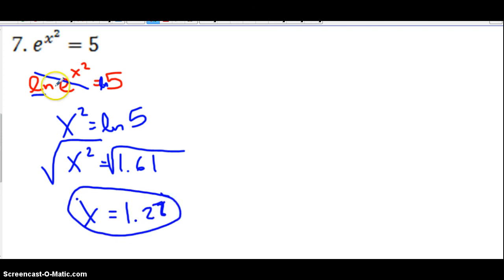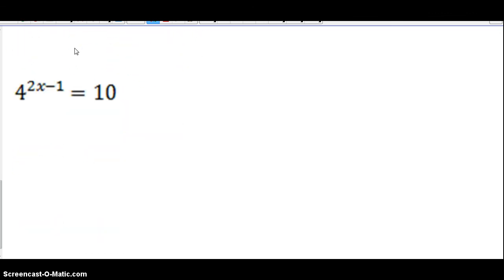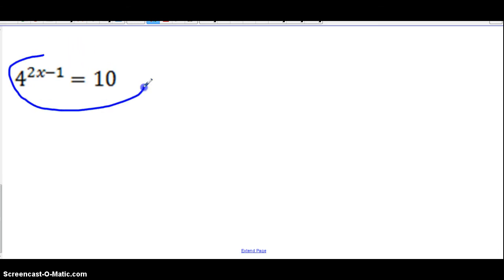So remember, when you have an e, the way to get rid of the e is just take the ln of both sides, and that will cancel out your e. This question, we actually didn't learn this. So on your worksheets, if you see anything that's written without logs and you can't get the same base. Now usually we'd solve this by getting the same base. We can't do that here. There's no way to get 4 and 10 to have the same base. You don't have to do this, so you can just cross it out.